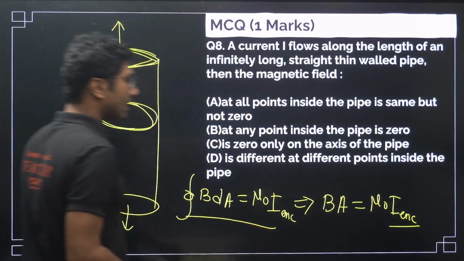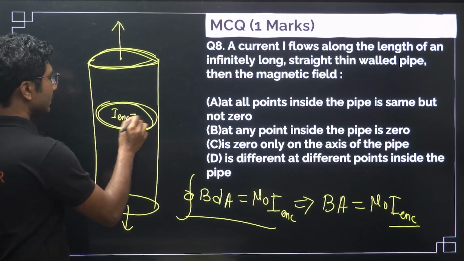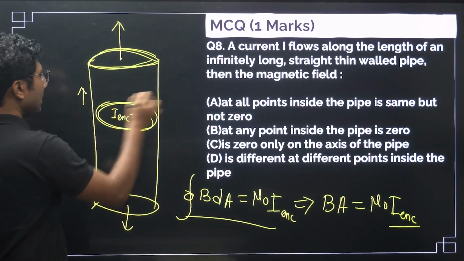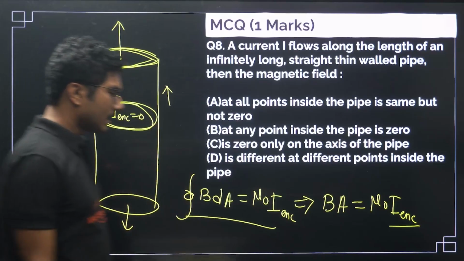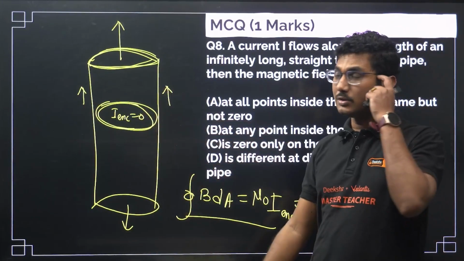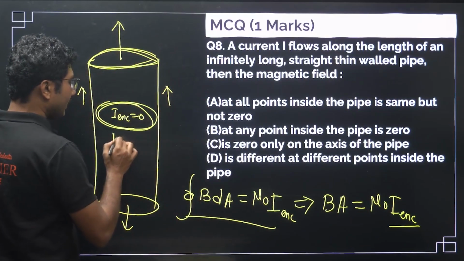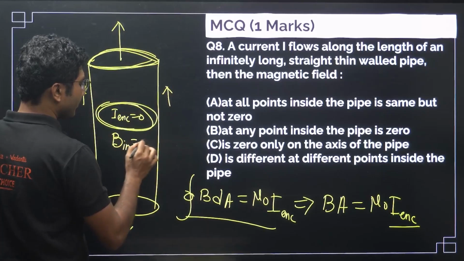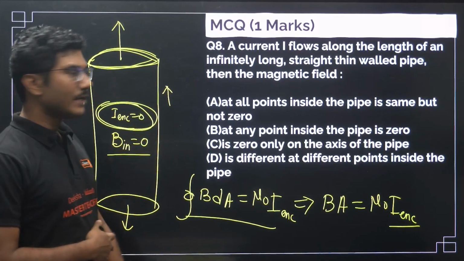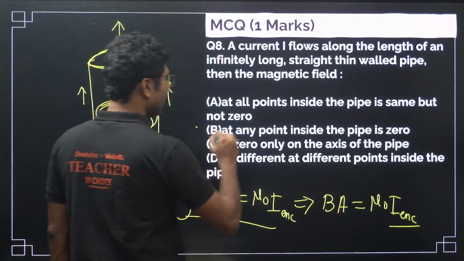Now, if you see, inside I enclosed is 0 because all the current is flowing through the surface of the pipe. Inside the pipe there is no current. So, I enclosed is 0. So, magnetic field inside will be 0. Magnetic field at any point inside the pipe is 0. This is the correct answer.